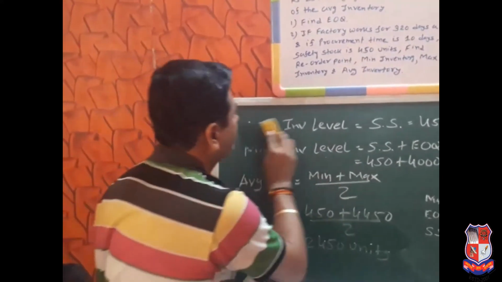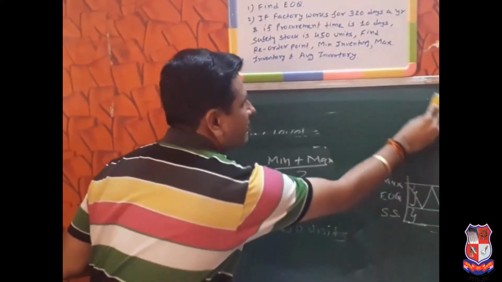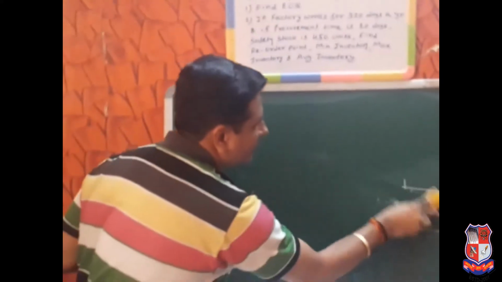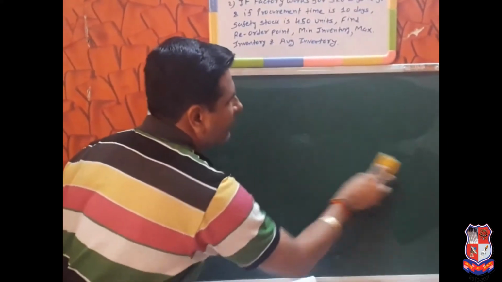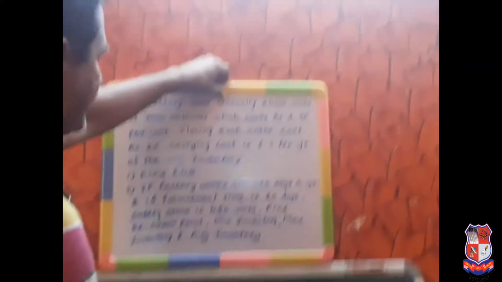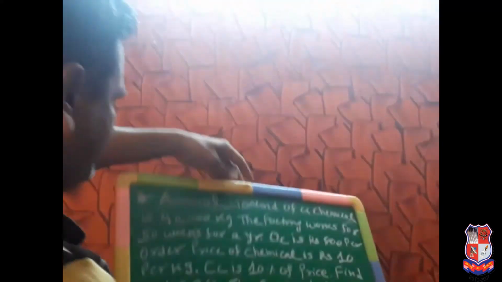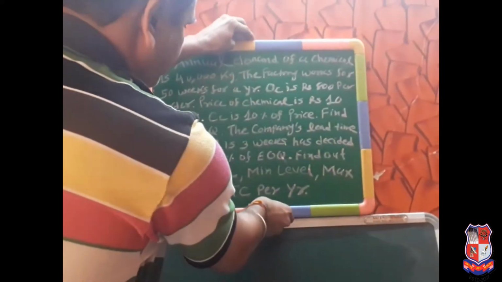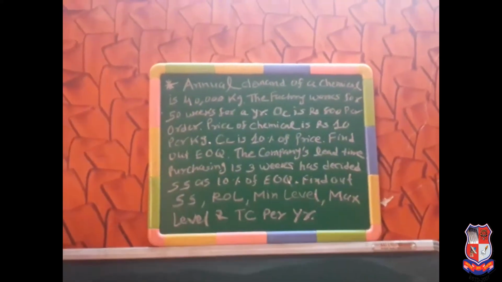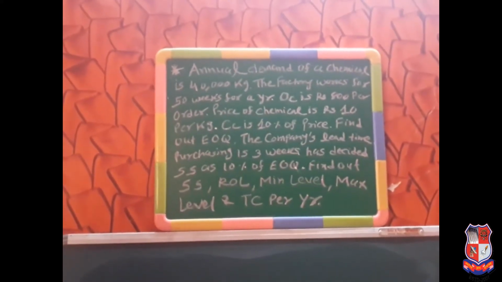Now friends, we will take another example of the same type so that you can get a better idea of how to calculate the EOQ, how you will calculate the minimum level, maximum level, reorder level and the total cost. So let's take another example. This is your example number 2.